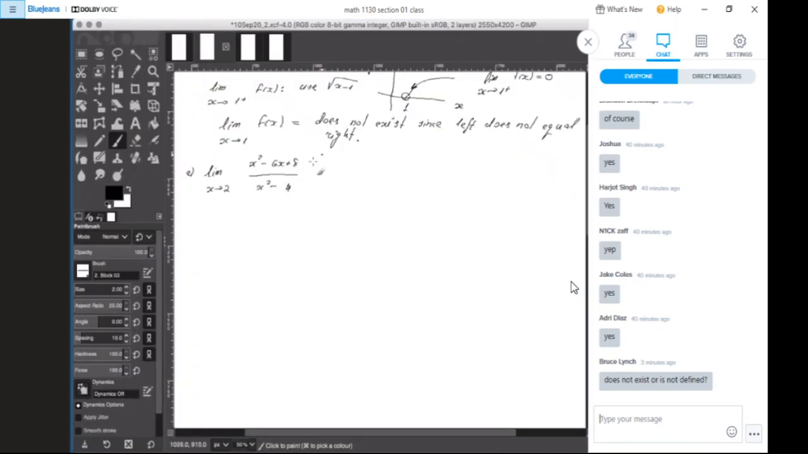So how about all of you take a minute and try to plug 2 in and see what you get, because rule number 8 basically allows us to do that, right? It's a quotient of two polynomials. It's a rational function.